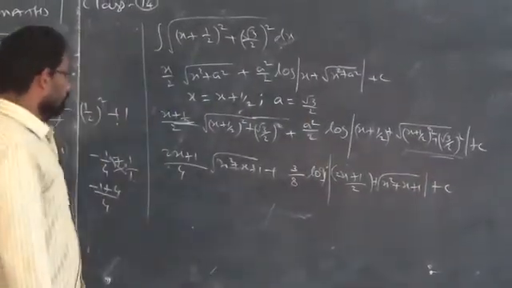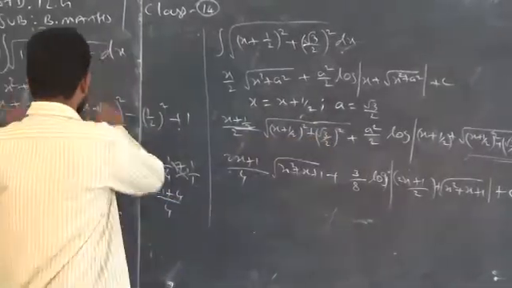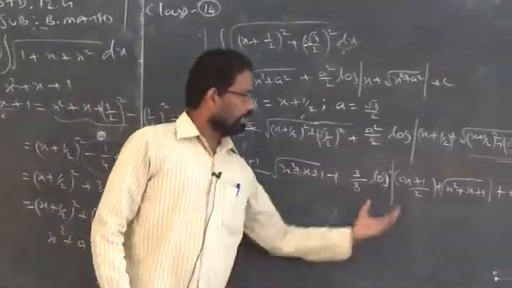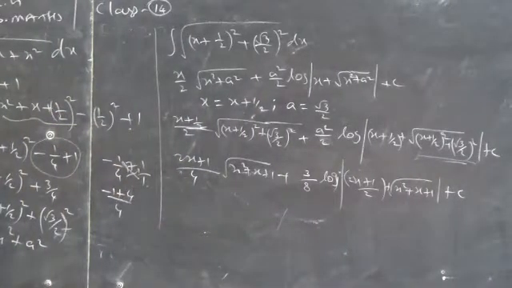Clear? Because I got (x plus 1 by 2) the whole square plus (root 3 by 2) the whole square. From where? From the question. So, I can rewrite it as it is in the question. Clear? So, this is your answer for question number 11.